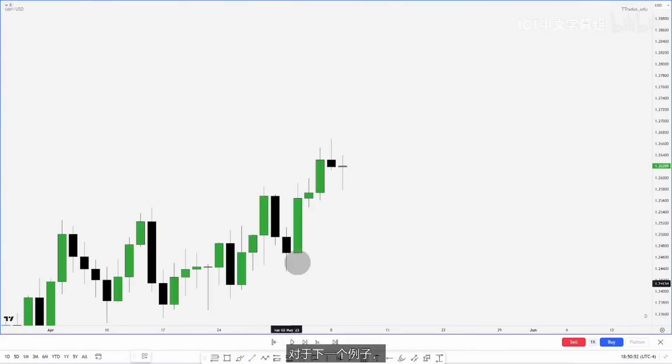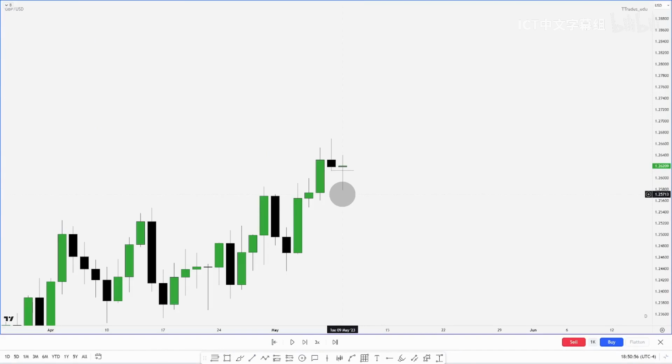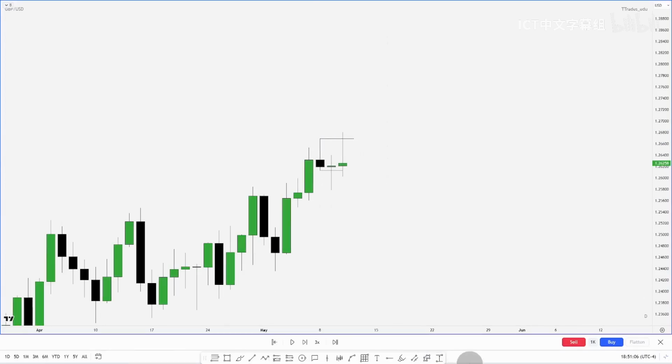For this next example, you can see right here, we have a previous day low, gets swept, closed back over. Where would we be looking? Either this high or previous day high. So marking out this swing point here, see what the next day does. Next day sweeps this high, comes back into the range. From here, using the next day model, I can expect price to go where? Lower. So with that idea in mind, I'm going to drop down to the hourly chart.